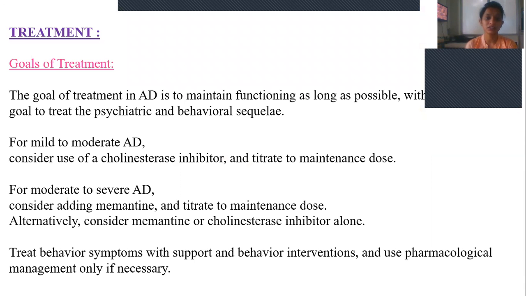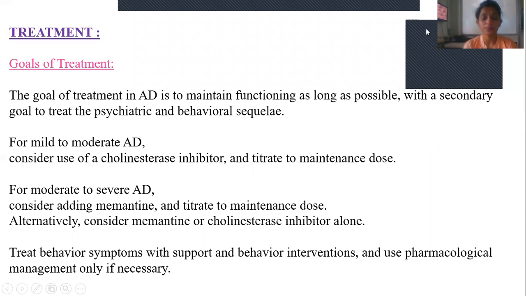Coming to treatment, the first thing to discuss is the different goals of treatment. The first goal of treatment in Alzheimer's disease is to maintain functioning as long as possible. That means we have to maintain the functioning of the brain as long as possible, and also treat the psychiatric conditions and behavioral changes. If there are any psychiatric problems we have to treat them, and also address the behavioral sequelae.